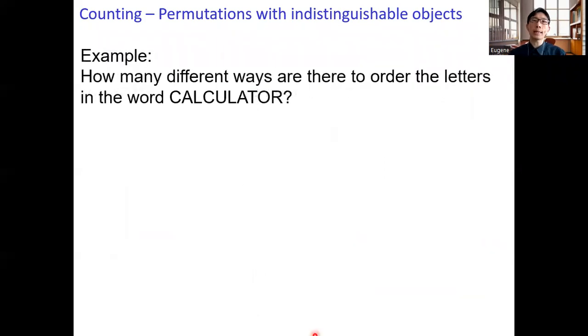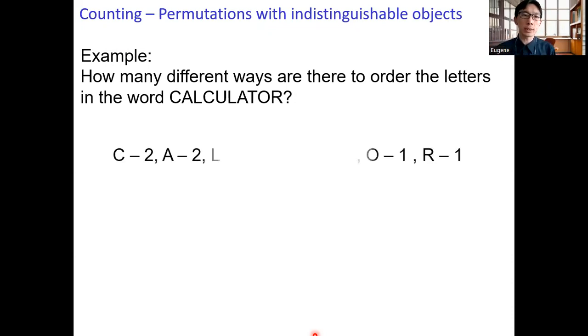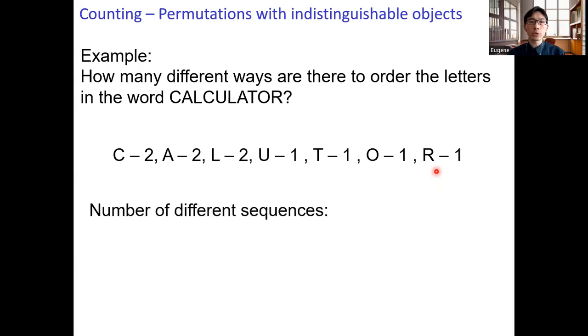Let's take a look at an example. How many different ways are there to order the letters in the word calculator? C-A-L-C-U-L-A-T-O-R. We count the number of different letters. C appears 2 times, A appears 2 times, the letter L appears 2 times, and then the remaining letters U, T, O, and R appear once. So how many different arrangements?